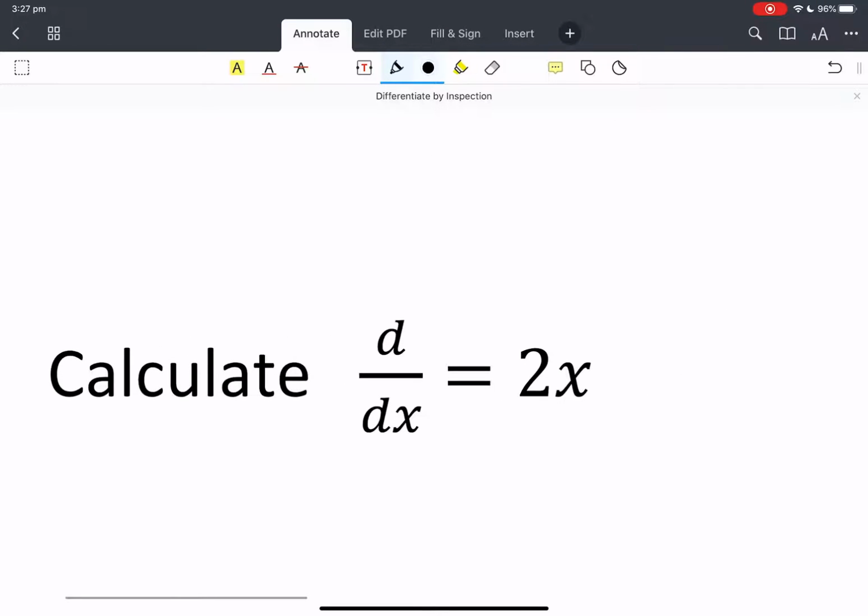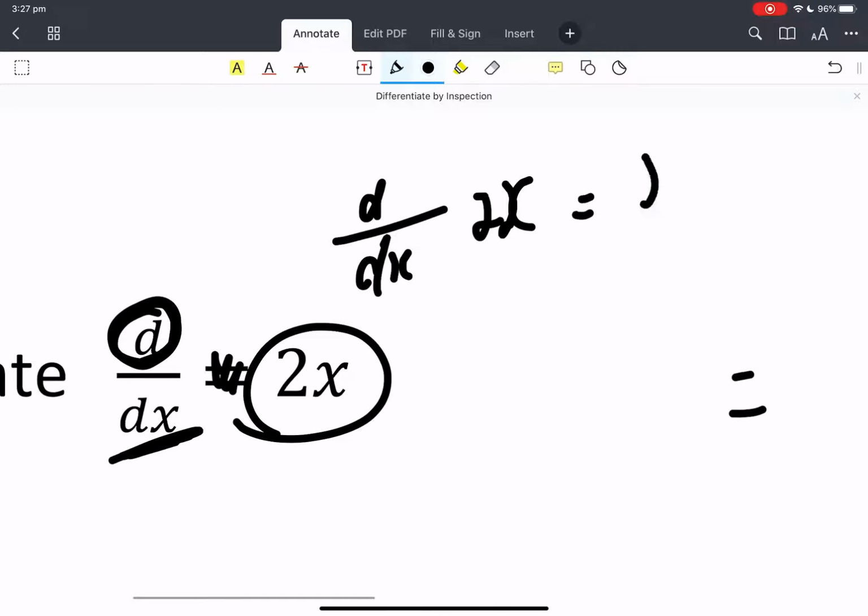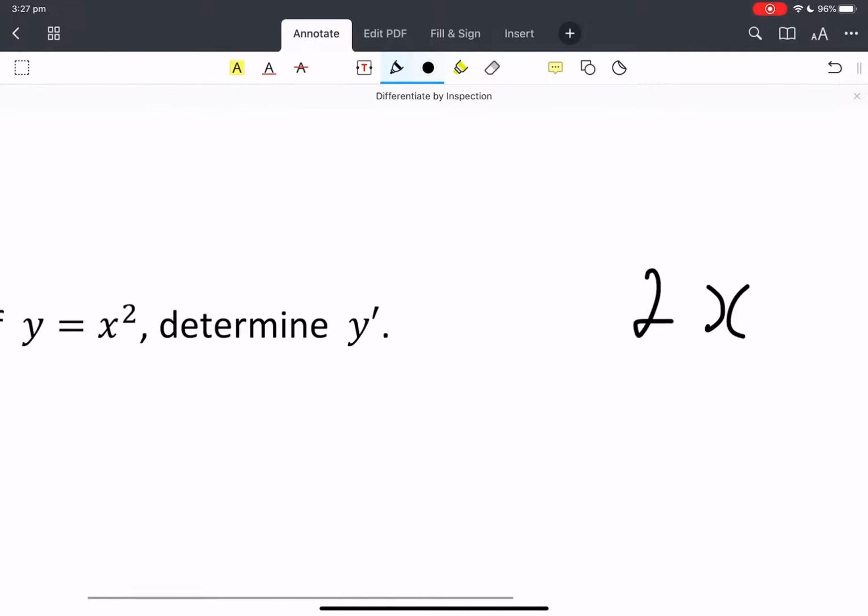We're reading this as differentiate with respect to x this function. That equal sign shouldn't be there. It should just be the derivative with respect to x of 2x equals 2. That's my bad, sorry about that.